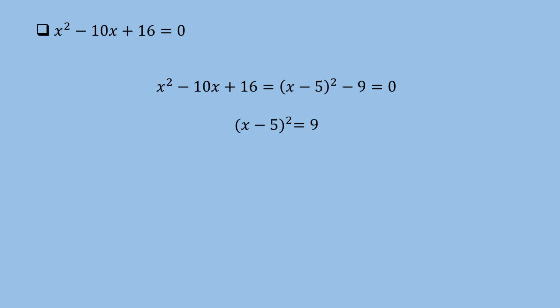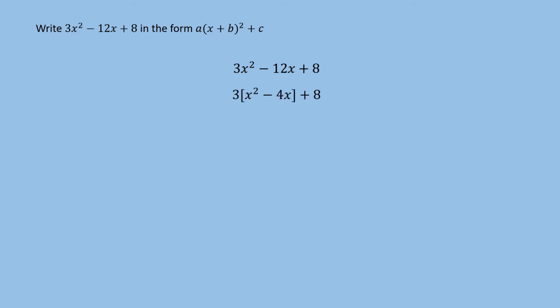So it's simply x minus 5 equals 3, by square root of 9. So we can write the answers as x minus 5 equals 3 or x minus 5 equals minus 3. We have to take both positive and negative answers. So the solution will be x equals 8 or x equals 2.